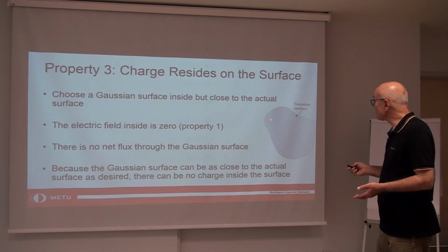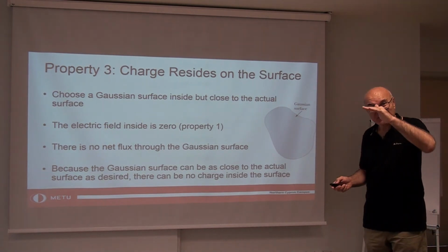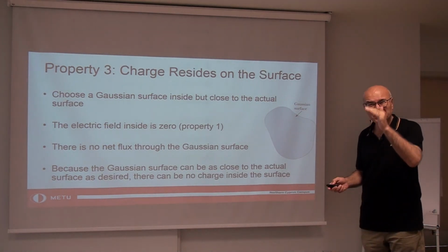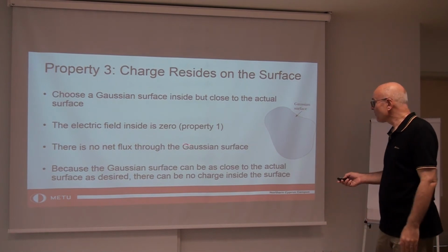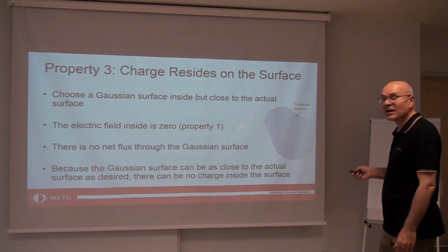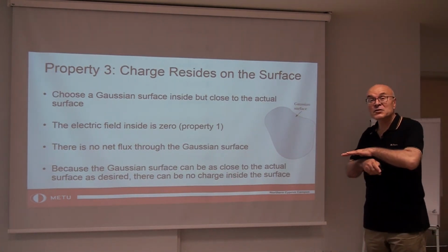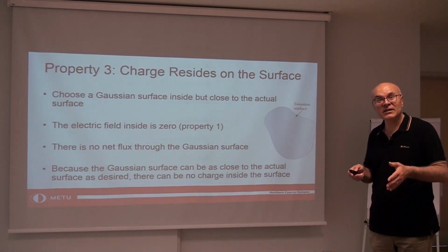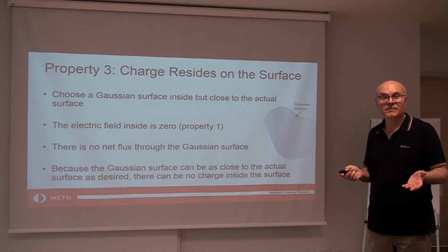Now, this Gaussian surface can be taken as close as you like to the surface, given that it is just within the material of the conductor, just below the surface. And so there is no charge inside such a Gaussian surface, and therefore there is no charge anywhere on the conductor apart from the surface.